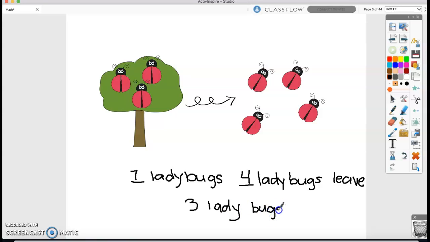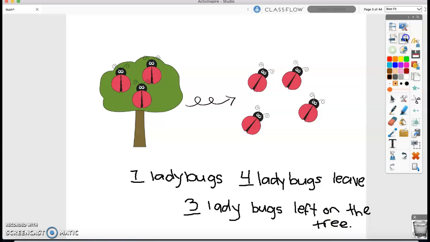Great job. 3 ladybugs left. So, we started with 7 ladybugs altogether. 4 flew away or left, and now we have 3 still on the tree. And probably I'm going to write left on the tree, because they did not leave, they stayed.